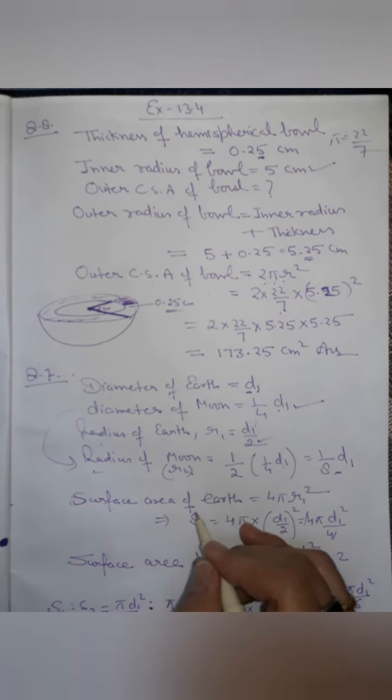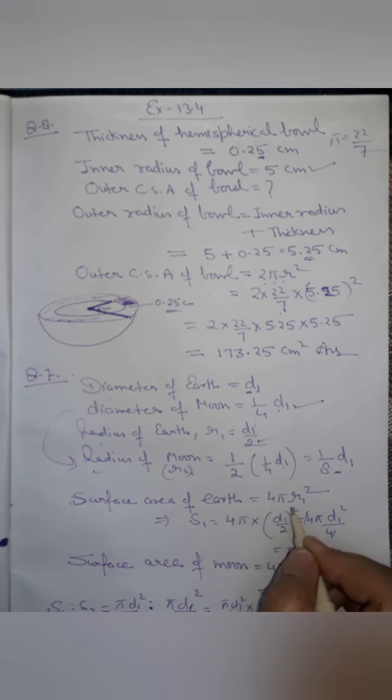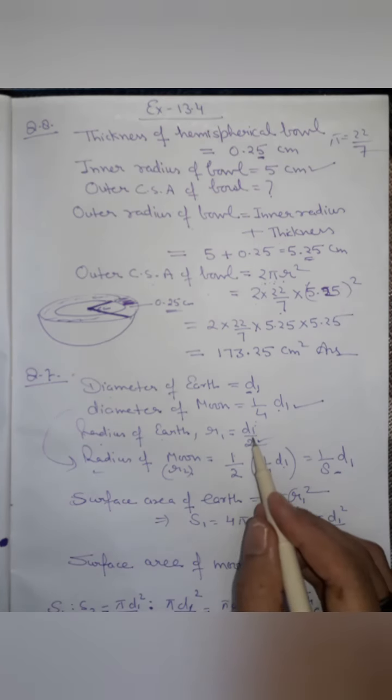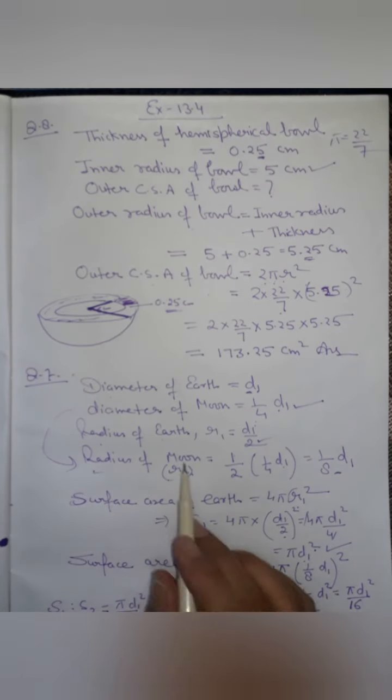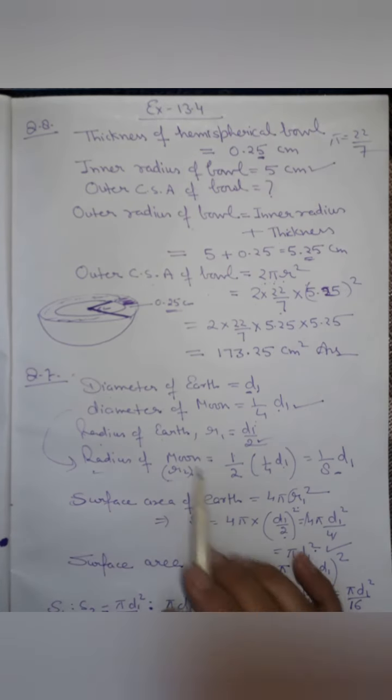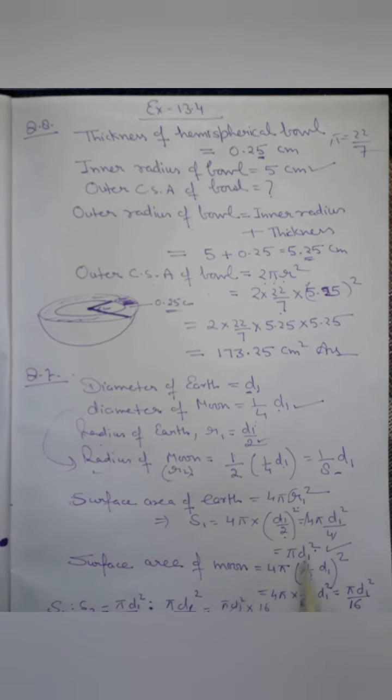Now surface area of earth is 4 pi r1 square, as r1 is the radius of earth. What is the value of r1? d1 upon 2. Put the value, solve, we get pi d1 square. Same with surface area of moon. For this 4 pi r2 square, as r2 is representing the radius of moon. What is the value of r2? 1/8 d1. So when we calculate this, we get pi d1 square upon 16.